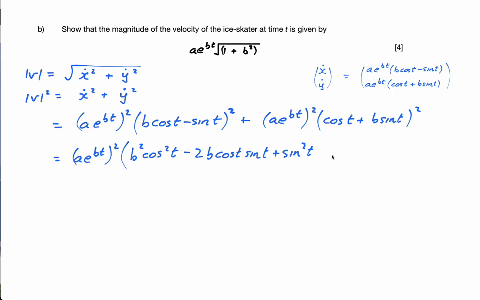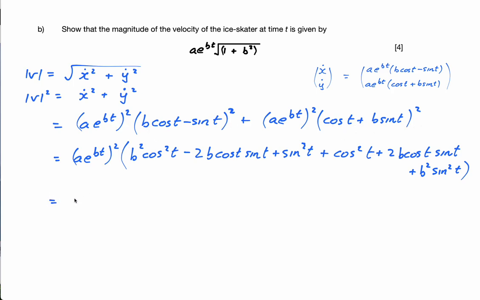And then here I have to do the same thing, squaring all this. So it's plus cos squared t, plus 2b cos t sine t, plus b squared sine squared t, right? Hopefully, guys, you're okay with that. I've just taken out this from both terms, then I've squared this, and I've squared this.